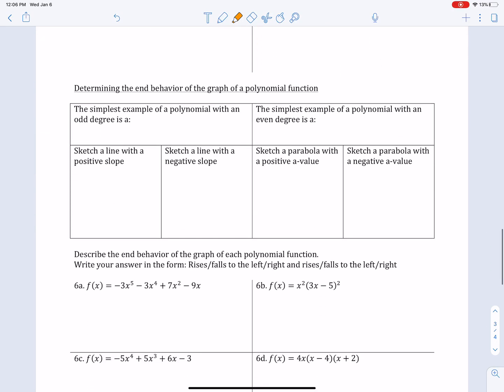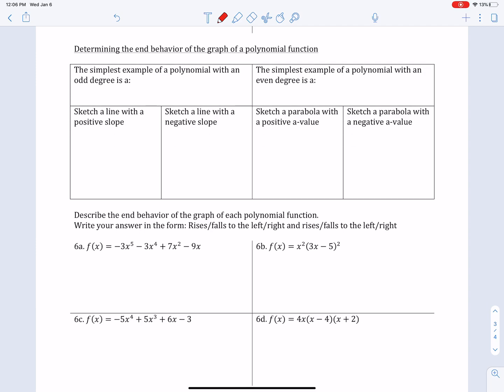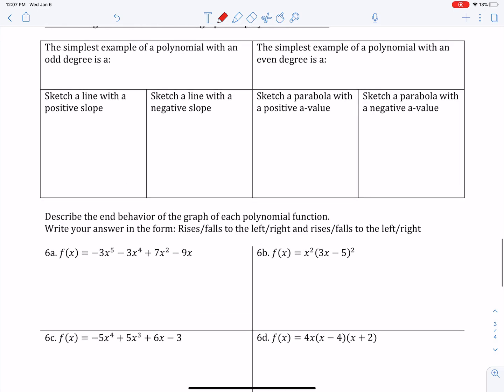All right, moving on, we are going to determine the end behavior of the graph of a polynomial function. You have seen this before, but we're going to add in some new stuff. It says the simplest example of a polynomial with an odd degree. Remember, degree is talking about an exponent, right? An odd exponent. Odd numbers would be 1, 3, 5, 7, etc. So what happens here with an odd degree? Let's do green. An odd degree is our linear function.